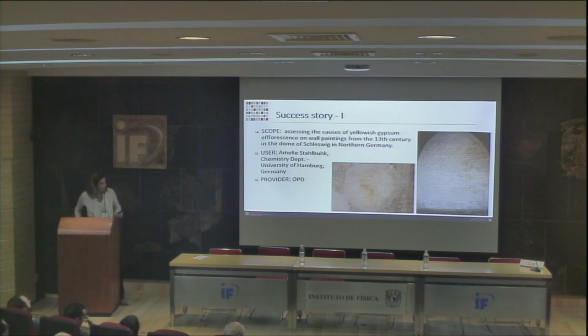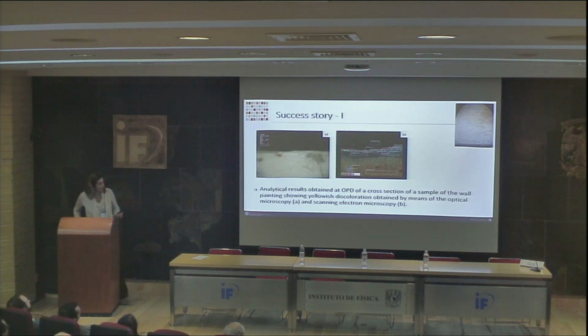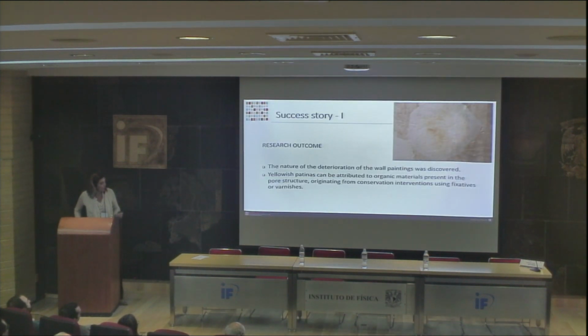In the case of the dome of Schleswig in northern Germany, the scope was assessing the causes of the yellowish gypsum efflorescence of the wall, and the provider was the Opificio delle Pietre Dure in Florence. This is an example of cross-sections at the optical microscope and at the SEM, scanning electron microscope. And the outcome was that the nature of deterioration of the wall paintings was discovered, and the yellowish patinas could be attributed to organic materials.